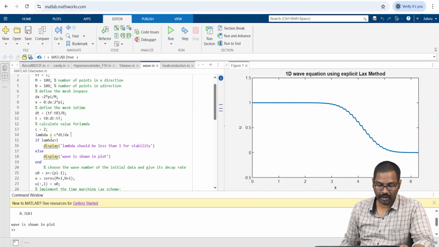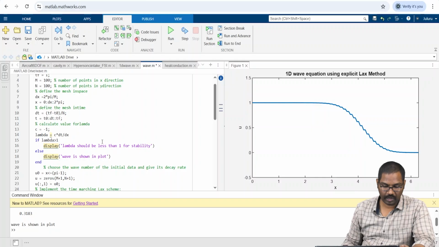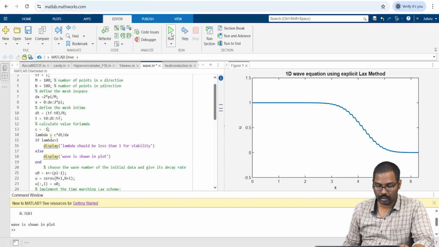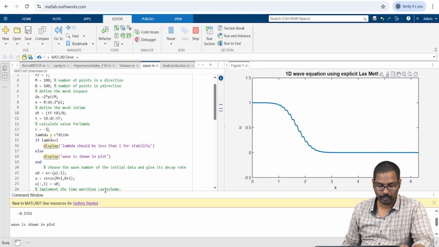So next we will try to run it for a negative value. Take c equal to minus 1 and run the program. So you can see the wave is transforming toward the left instead of the right. So these are the different cases of c.